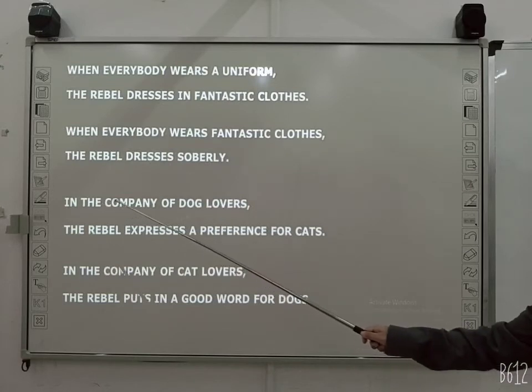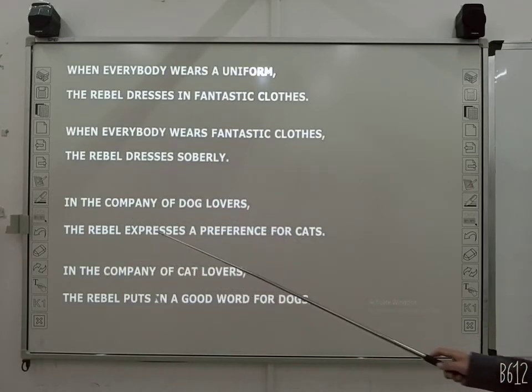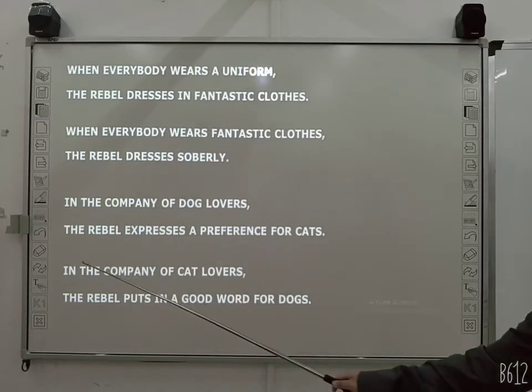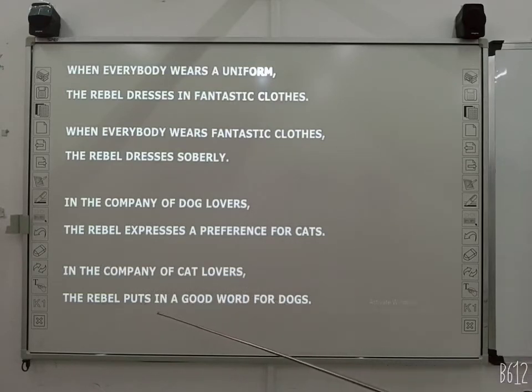Alright? In the company of dog lovers, the rebel expresses a preference for cats. Now, if the rebel is in between people who love dogs, he will immediately say that he loves cats. Okay? In the company of cat lovers, the rebel puts in a good word for dogs. Now, if he is with people who love cats, he will immediately change his mind and say he likes dogs better. So you see the contrasting behavior of the rebel.